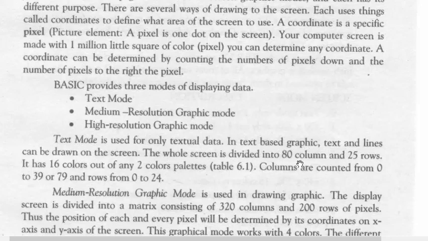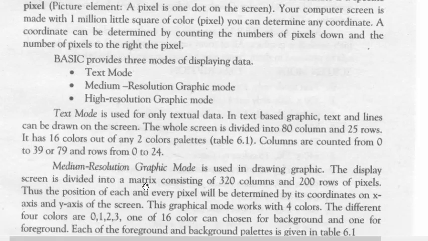The whole screen is divided into 80 columns and 25 rows. 80 columns up and down and rows are from left to right, 25 rows. It has 16 colors out of any two colors palette. Table 6.1 is coming ahead. Columns are counted from 0 to 39 or 79 and rows are from 0 to 24.